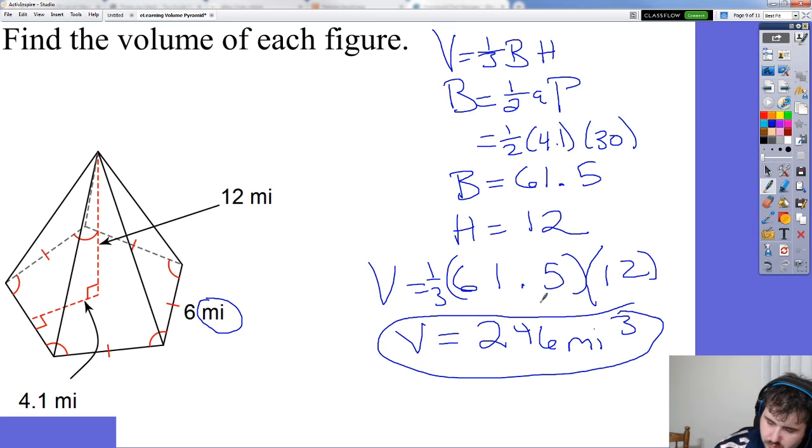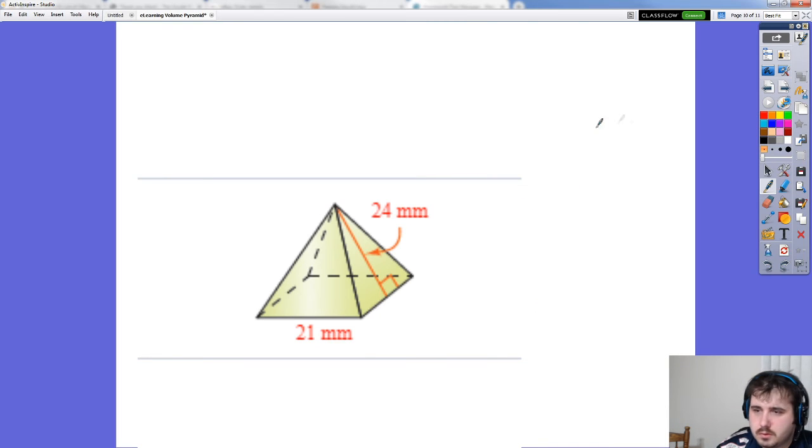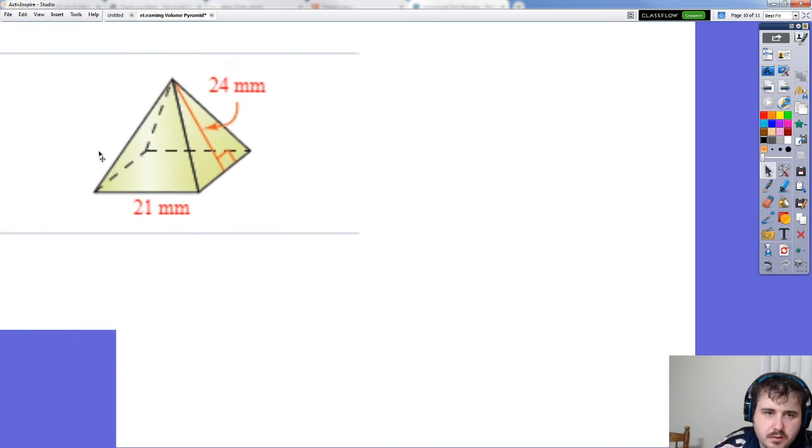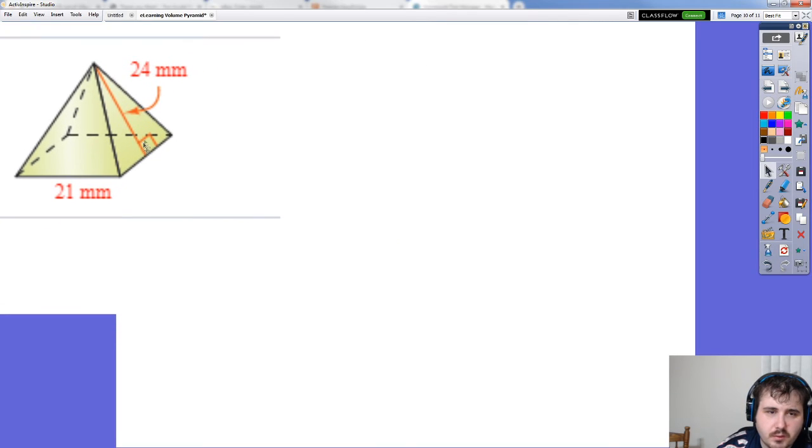Okay, trigger warning. I'm about to get more complicated. Be prepared. Whoa! Okay, so why is this different? Hopefully some of you are already seeing why it's different. They don't give you the height, they give you the slant height. So what does this mean? Well, we have to deal with this, unfortunately. Now, good thing is it's a square, so we want to find the height.